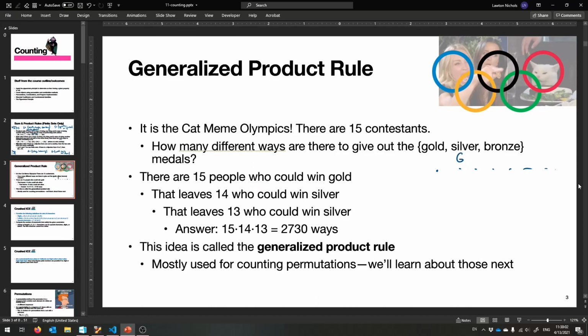So there are 15 people who could win gold, so we give the gold medal to somebody, and without loss of generality, we can then pick who would win the silver medal. That means 14 people are left who could possibly win silver. You can't win both gold and silver. So we only have 14 options out of the 15 to give the silver medal to. Maybe this person over here gets it. And then finally, after you've picked gold and silver, it doesn't matter who you gave it to, because you can swap people. Then you have 13 options left for who gets the bronze.